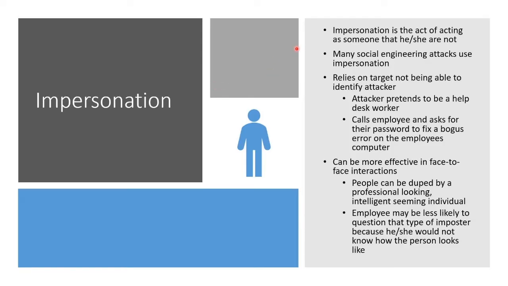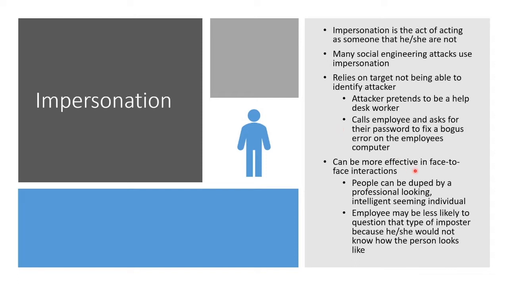With impersonation, I'm pretending to be someone I'm not. Most social engineering is impersonation-based. What we rely on is the target cannot identify that we're an attacker. We pretend to be a help desk worker. As a phony help desk worker, I'm calling the employee, telling them we're rebuilding the database and we need them to change their password. Or there's some kind of bogus error. Or we're the bank, we're about to lock their account, or we're going to lock their PayPal account, or their Facebook account unless they log in again.